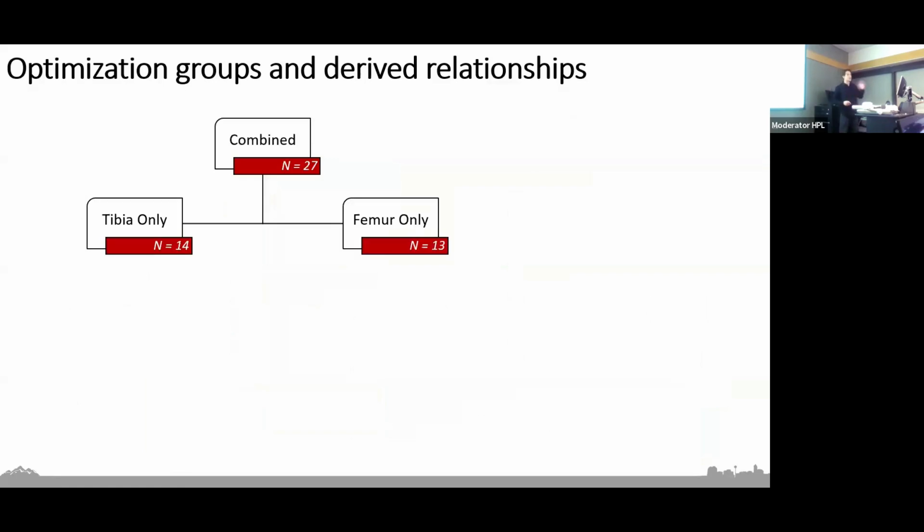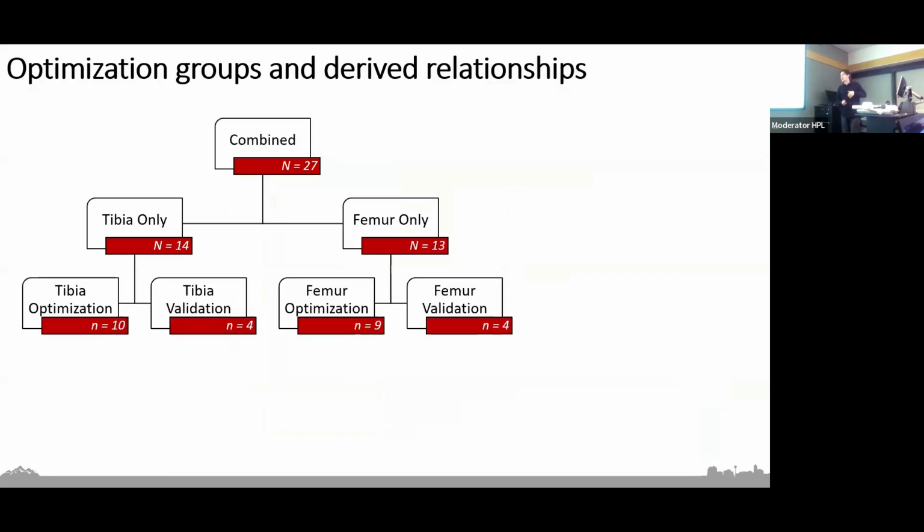So we did this optimization procedure across 3 different groups. Combined, we had 27 rabbit hindlimb bones. We separated these out into our tibia bones and femurs. Then under each of these groups, we also had an optimization group and a validation group. The optimization group was used to actually build out those density elasticity relationships, but the validation group was not privy to the optimization process. We used that group to test these relationships and see how they perform on novel data.